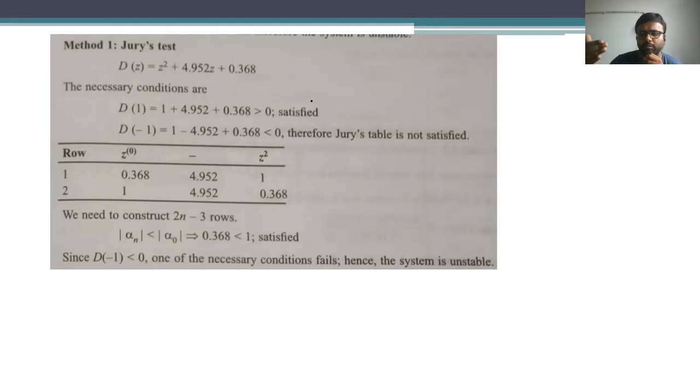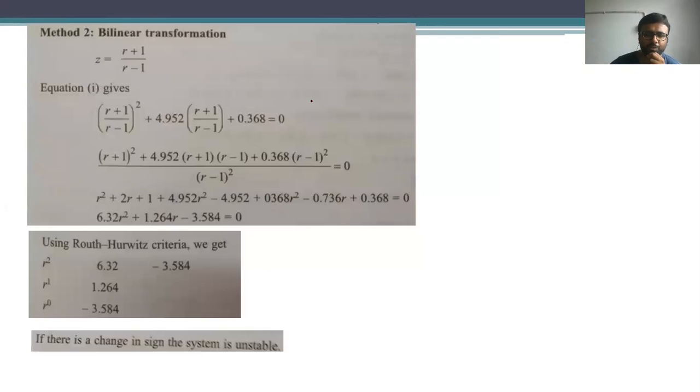So the z plane is converted into the r plane and we are able to calculate the characteristic equation, and with the application of the RH criteria table, we can estimate whether the system is stable or not. So we will discuss the second method, the bilinear transformation method. As I discussed earlier, to determine stability using this method, the z plane has to be converted into the r plane with the substitution z equal to (r+1)/(r-1).